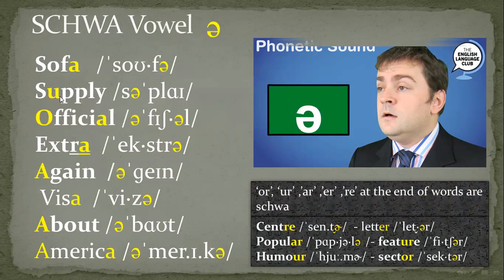The same idea here, supply. It's like a silent U. We don't even see that there's a U here. Supply, that's why it's schwa. Official, not official with a full vowel. It's official. Extra, again, visa, about, America.